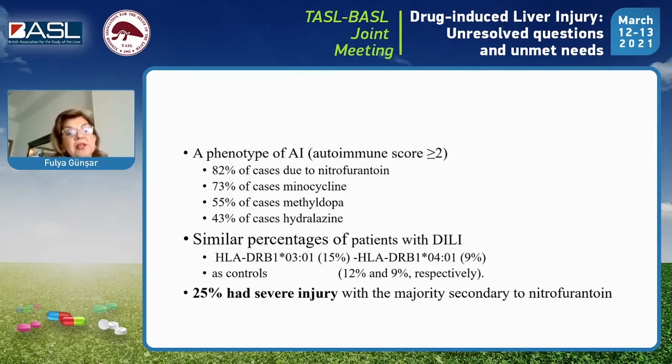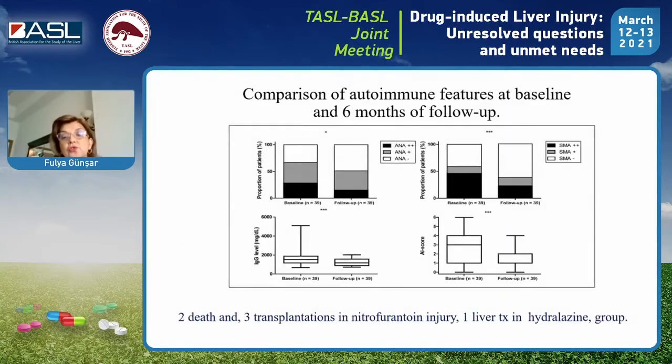And similar percentages of patients with DILI have HLA-DRB1*0301 and HLA-DRB1*0401. It is similar to the controls. As you know, these alleles are associated with autoimmune hepatitis, but in DILI patients, the positivity of these alleles is not different from the controls. And 25% of the patients had severe injury, with the majority of them secondary to nitrofurantoin.